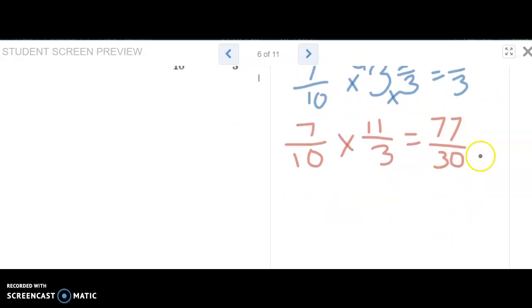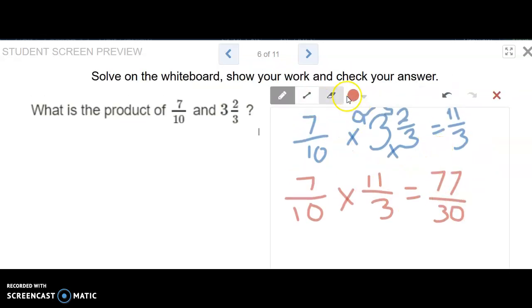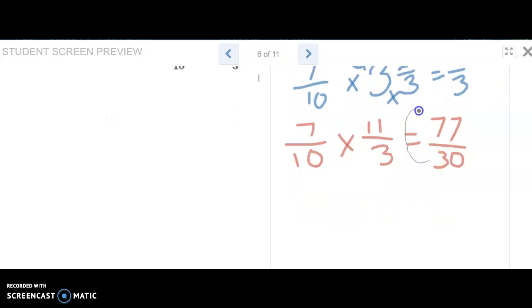Okay, so now I've got 77 over 30, which is an improper fraction. That's not going to work as a final answer. So we need to see, all right, how many times can I put 30 into 77? Well, 2 times is 60. 3 times is 90. That's too much. So it's going to be 2 whole times, which is going to give me 60, right? 2 times 30 is 60.